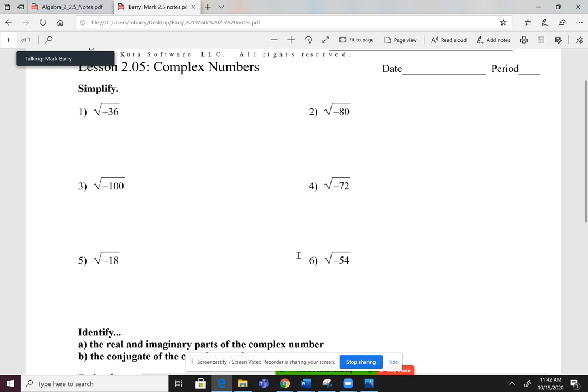Okay, so section lesson 2.05 is on complex numbers, which we're already talking about, correct? We were talking about complex numbers, which are sometimes called imaginary numbers. We were talking about that idea of i, correct? So this kind of does go along with that, and it continues on with that idea of i. And let's remember what i was.